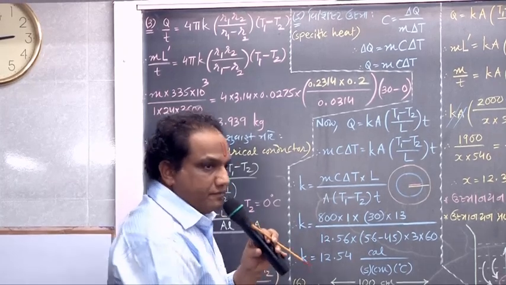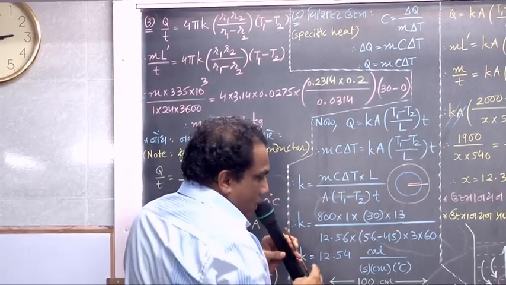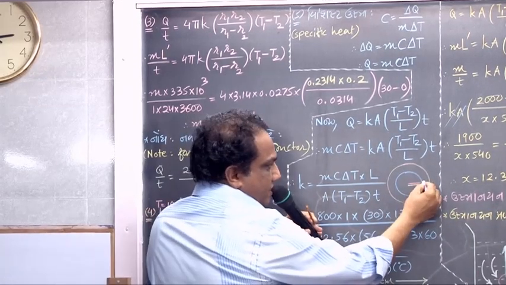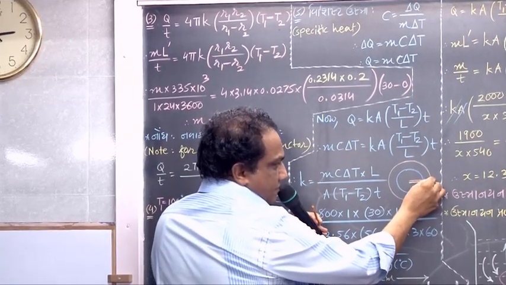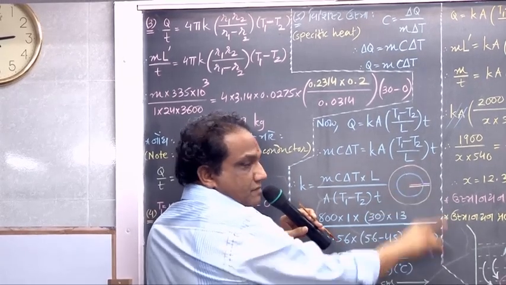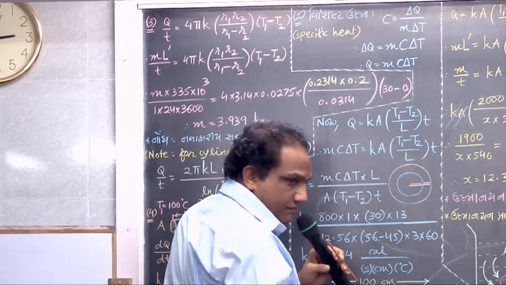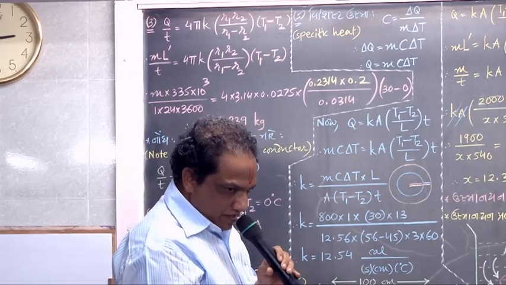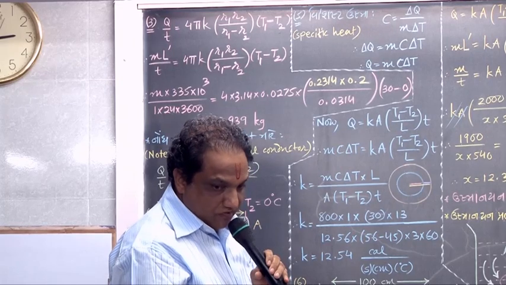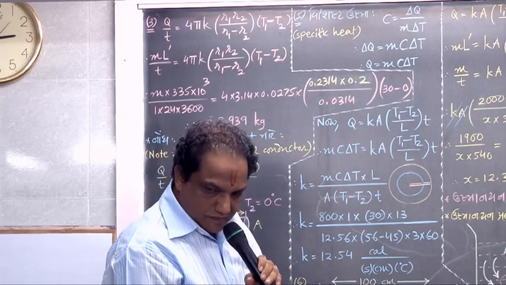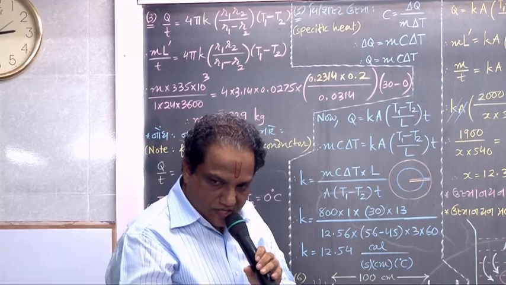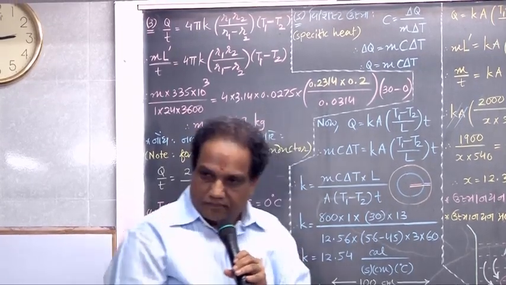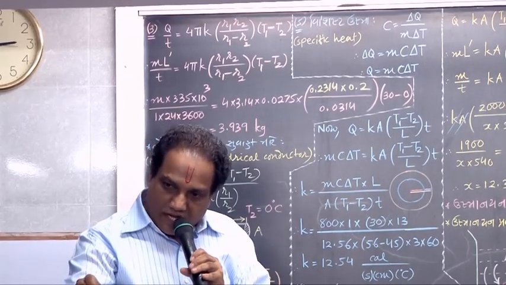Outer radius. How to find outer radius? Outer radius is inner radius plus thickness. Inner radius will give you outer radius. What is inner radius? 20 centimeter. What is thickness? 3.14 centimeter. Just make addition: 20 plus 3.14 is 23.14 centimeter.